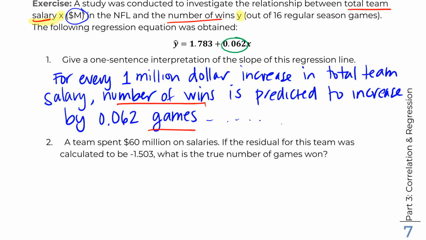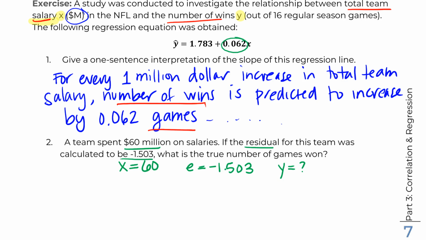All right, so then the next piece, here's where things get a little funky. So again, if you haven't tried it on your own, try it. See how this is something we haven't truly talked about, but definitely something you can do. So we're told that a team spent $60 million on salaries, which you know is our X. One thing, we don't need a ton of zeros here. Our units were already millions of dollars, so X is just 60. If the residual was negative 1.50, they just gave us a residual. That's funky. And then the last piece here, so the residual is this. What is the true number of games won? We want to know what Y is.